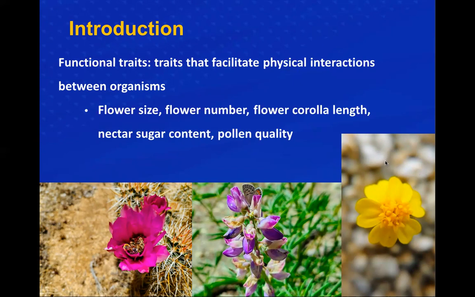And so floral functional traits could be anything such as flower size, flower number, flower corolla length, nectar sugar content, and pollen quality. And these are just things that make flowers more, how do you say it, attractive to pollinators and will help ensure their survival.